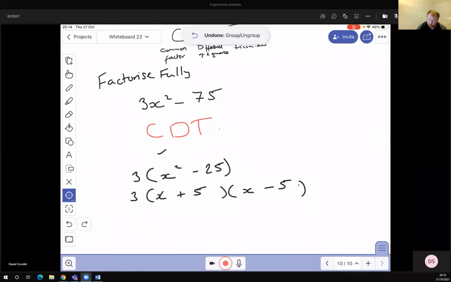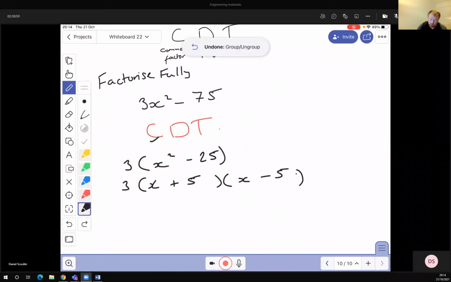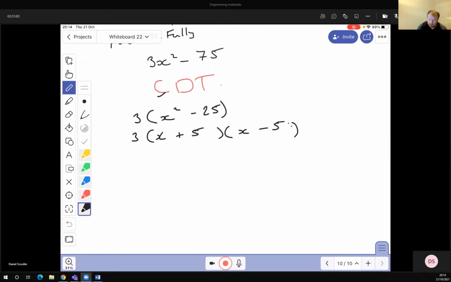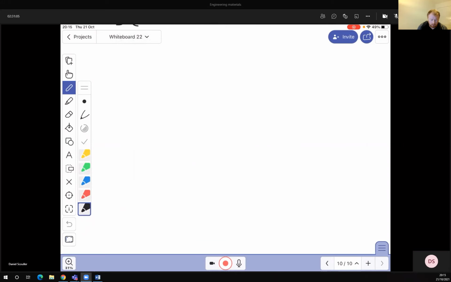Okay, so let's do the same process, but in a different example. Example 2: 3x squared minus 3x minus 60. And the question will be factorise fully.